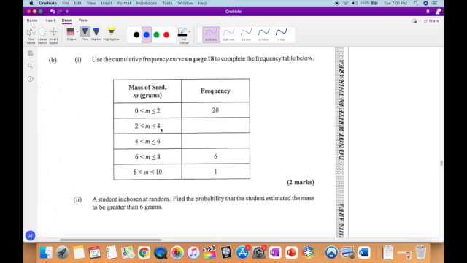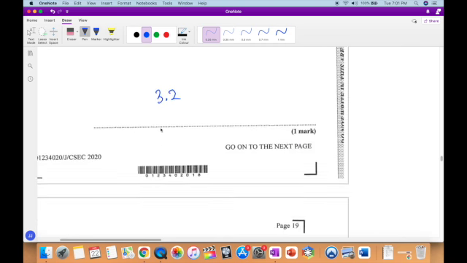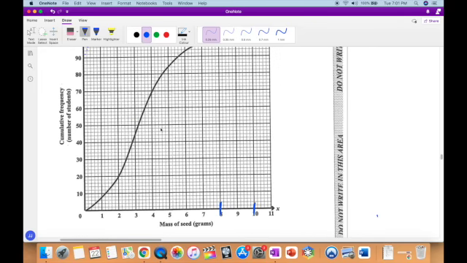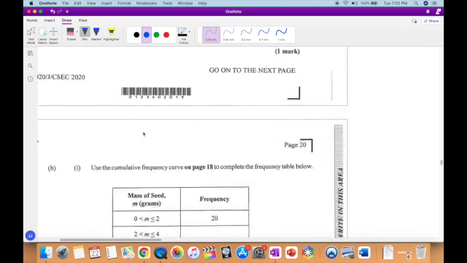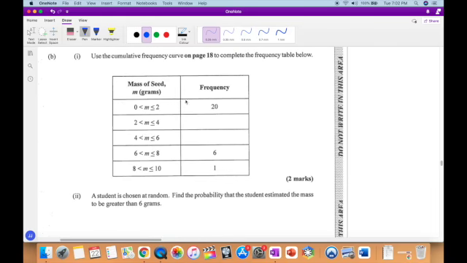How many students said it's between 2 and 4? Thank you for making me go up and down, up and down. So from 2 here to 4 here, how many students is that? It goes from 20 to 70. So that is 70 minus 20, which is 50. So we have 50 students here.